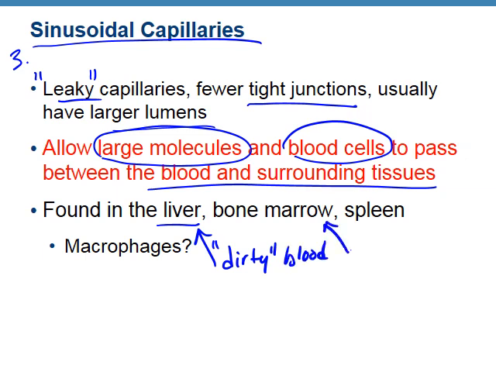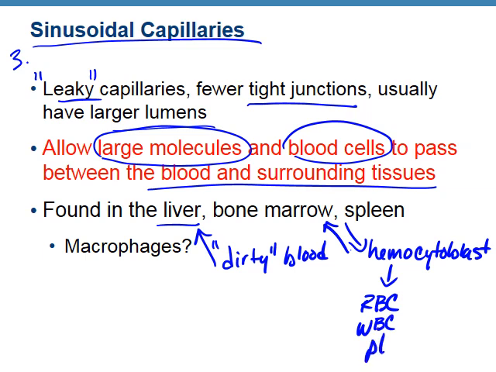In the bone marrow, what has to be able to get in and out? Remember, the bone marrow is where we have our hemocytoblasts. And our hemocytoblasts are going to make what? Red blood cells, white blood cells, also platelets. So we have to be able to have an exchange in that bone marrow to get those cells out.